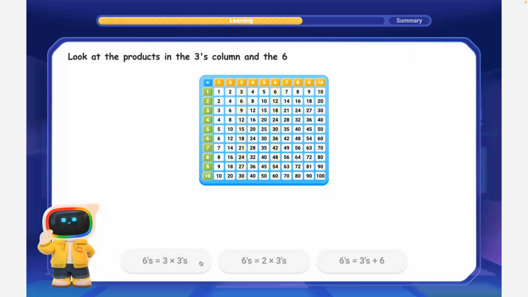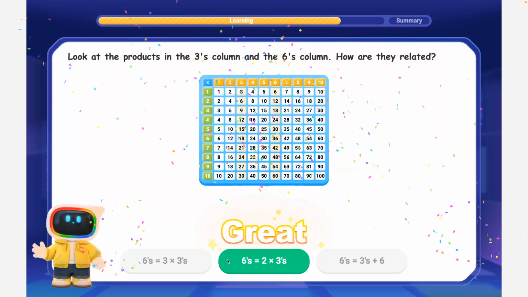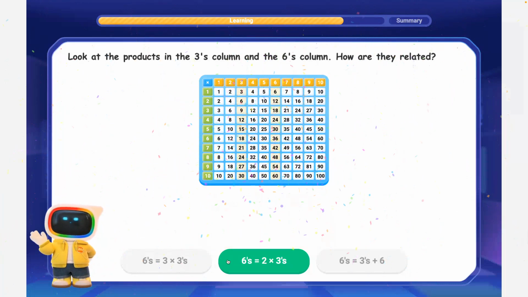Look at the products in the 3's column and the 6's column. How are they related? Excellent pattern finding. The answers in the 6's column are exactly 2 times the answers in the 3's column. For example, 4 times 6 equals 24, and 4 times 3 equals 12, and 24 is 2 times 12. This happens because 6 is 2 times 3.